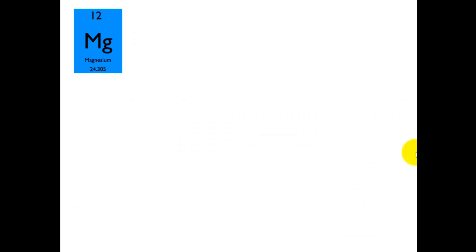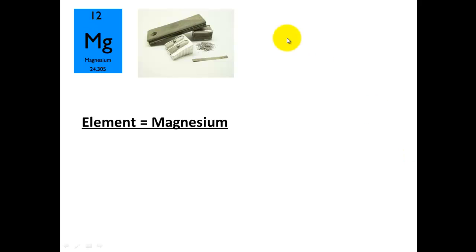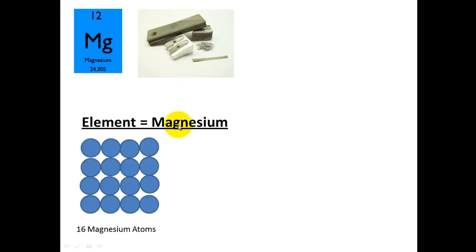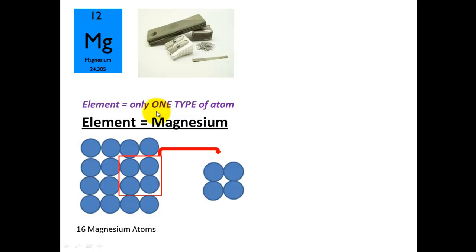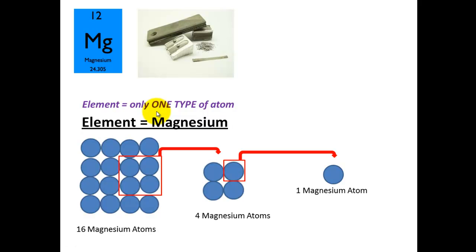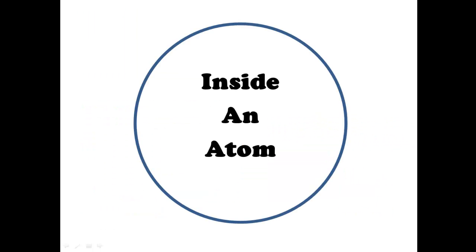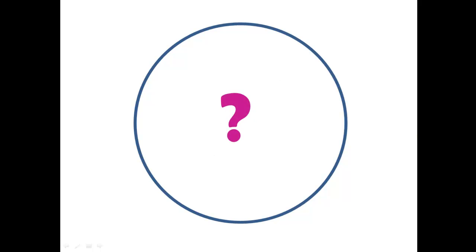For example here, magnesium. You can see magnesium makes up all of these different things. Pencil sharpeners, there's a piece of magnesium here. The element's known as magnesium. It looks like this with lots of atoms next to each other. And remember, an element is just one type of atom. If we cut that down into the smallest possible building block, we get one atom. The atom is the smallest building block. Everything is made up of atoms. So what is inside an atom?